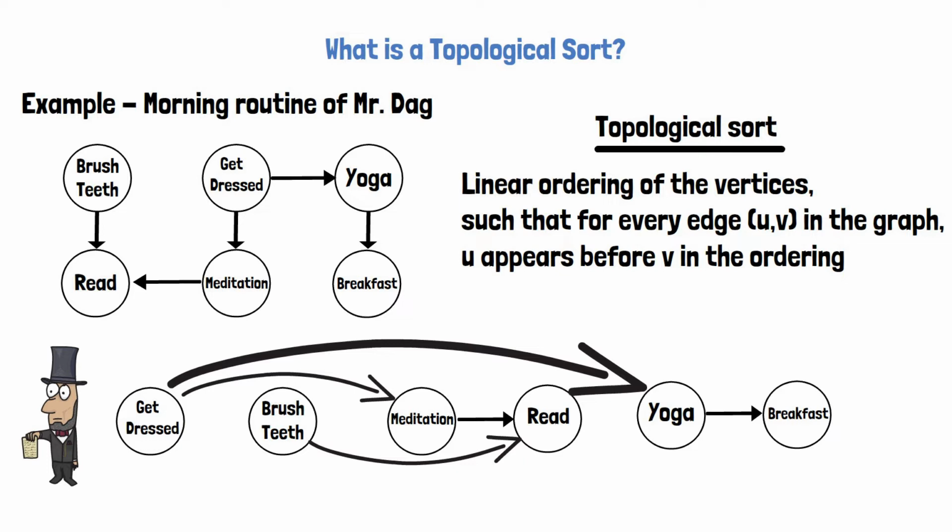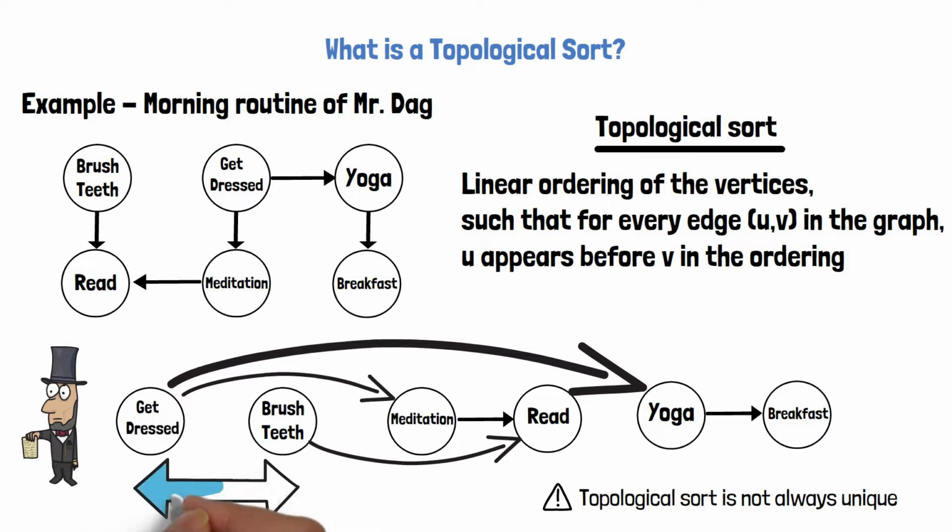The topological sort here ensures the ordering of the tasks meet the rules of Mr. Doug. It is important to note that there are more topological sorts for this graph, and each one is a possible ordering of the tasks in Mr. Doug's morning routine. A simple example for another topological sort here is to use exactly the same ordering, but just swap brush teeth with get dressed. All edges will still go from left to right, so it is also a topological sort.